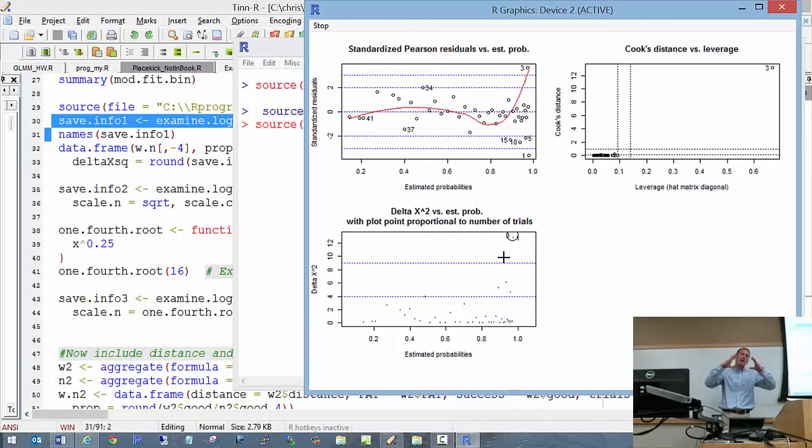And so by having the plotting point proportional to the number of trials per observation, that helps you see that. Now, in this particular case, notice we have one circle that's very large. That's the 20-yard place kicks, and that actually distorts the plot. We'll talk about how to get around that problem shortly. But what this is saying to me is that I have a standardized Pearson residual, or corresponding delta X squared, that is quite large, and is represented by a large number of observations.